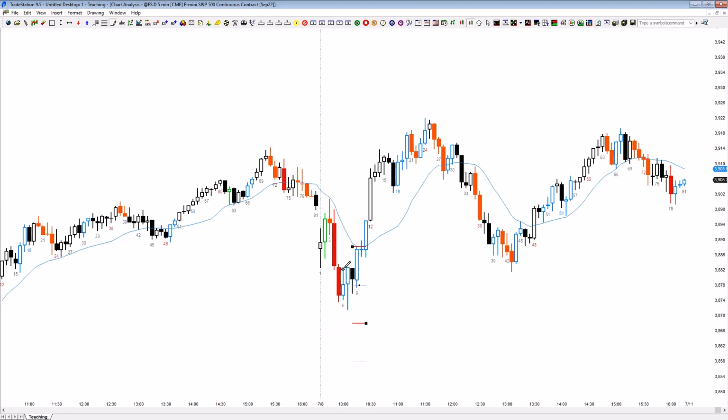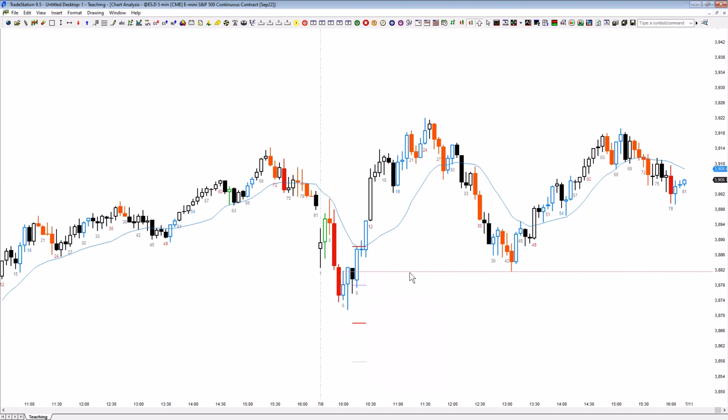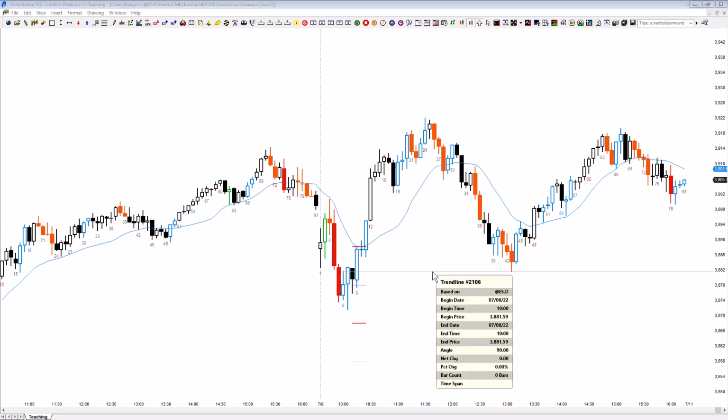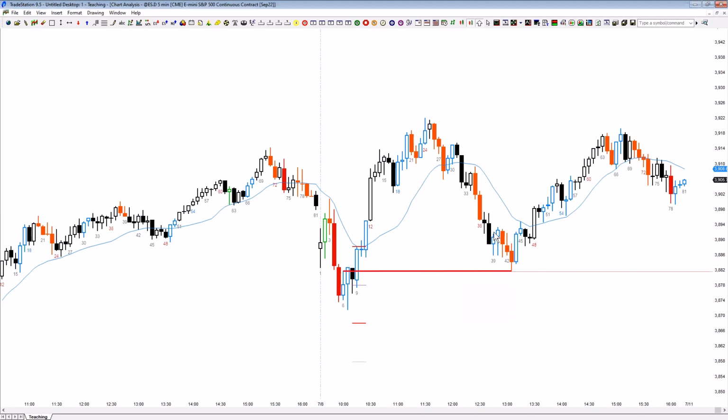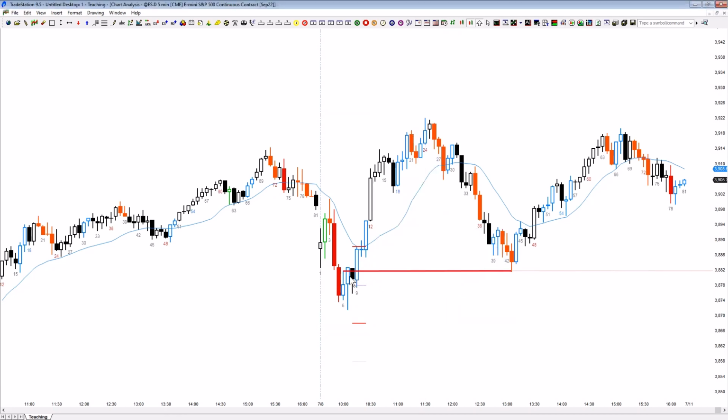So that forms a layer of support here at the high of this bar, which I'm looking at and thinking, okay, if I buy here, the market can easily test that line. Actually, it did. Let me put it on the high. So that's exact now. It fell 1 tick below.